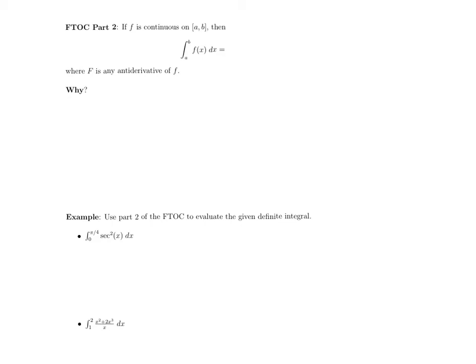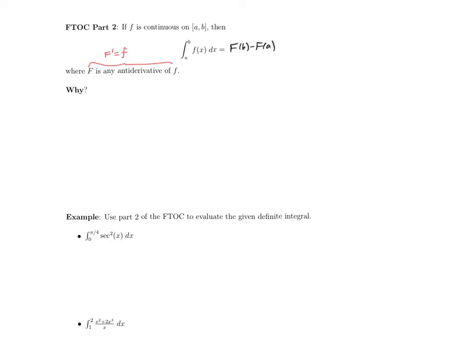So as long as we have a function which is continuous, then the definite integral from a to b of the function f of x can be written as big F of b minus big F of a, where big F is any antiderivative of little f. And just a quick reminder from our previous discussions, this is telling us that big F prime is equal to little f.